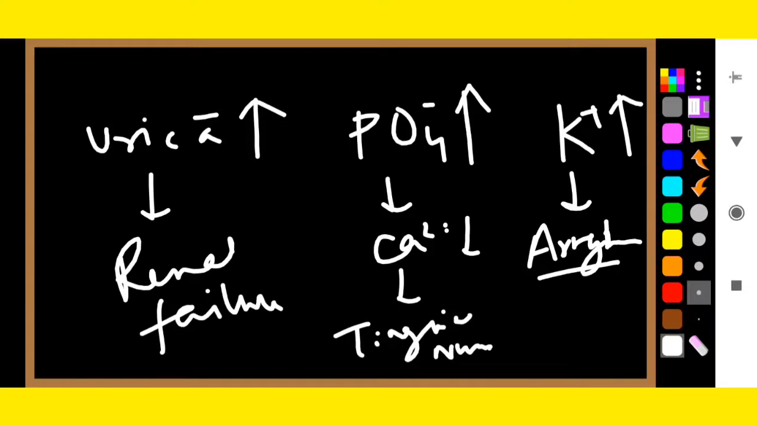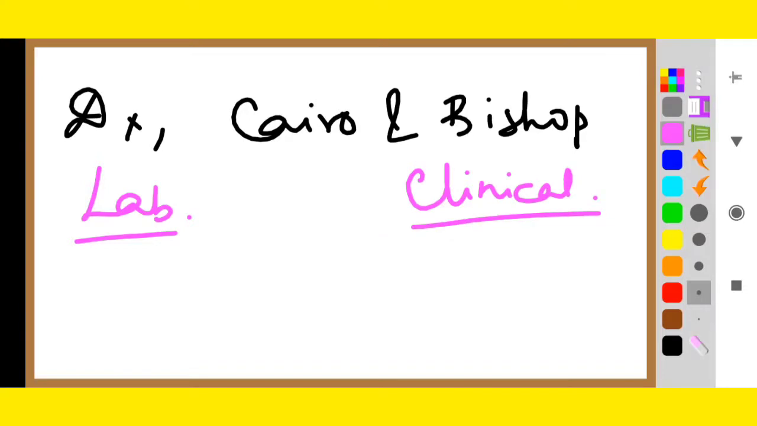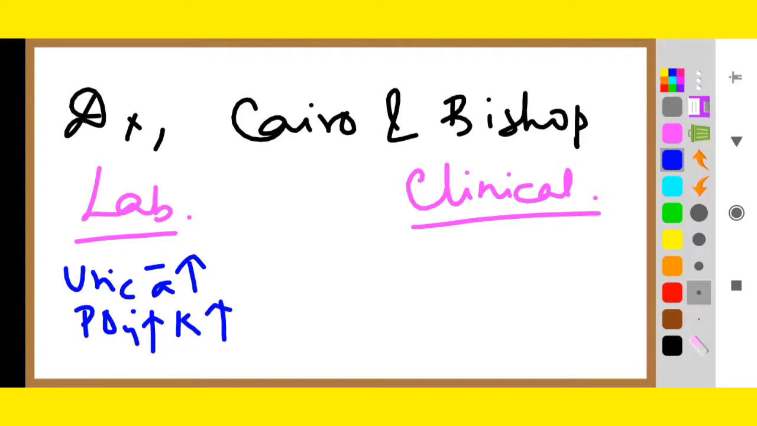Now, how can we actually diagnose this? Basically, for diagnosis purpose, we use the Cairo and Bishop's criteria. So Cairo and Bishop actually told that we can diagnose it in two ways: one is lab diagnosis and the other is clinical diagnosis. In lab diagnostics, we have three types. One is the uric acid. You can check the uric acid level, and you can check the potassium and phosphate levels. So potassium and phosphate both will be increased, and you can also check the calcium levels, which will be decreased. So these are the three types.